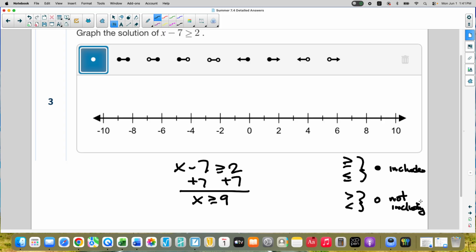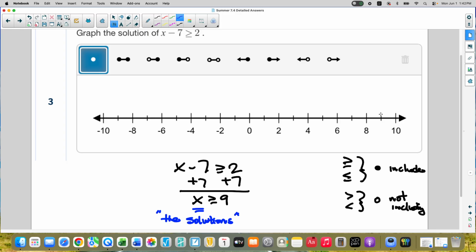So we do not include the boundary. The boundary is 9. We want values that are greater than or equal to 9. Now, we want our variable to come first. When we read this, we tend to want to read it as my solutions. The solutions are greater than or equal to 9.